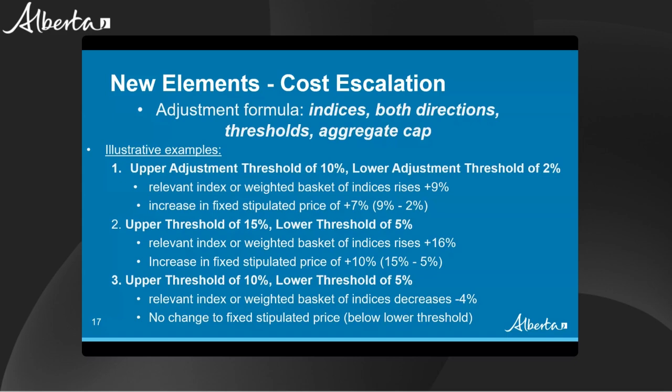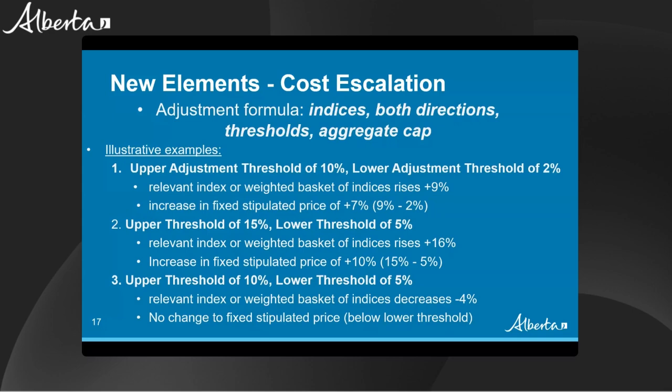This protects both parties. The province will not need to provide added compensation for marginal inflation below the lower adjustment threshold, and the contractor will not need to fear losing compensation for marginal deflation below the lower adjustment threshold. Escalation or de-escalation that exceeds the lower adjustment threshold will result in adjustment of the relevant contract pricing to the extent of the exceedance. So in the first of the examples given on the screen, if the index rises 9% and the lower threshold is 2% and the upper threshold is 10%, then there will be a net increase in price of 7%.